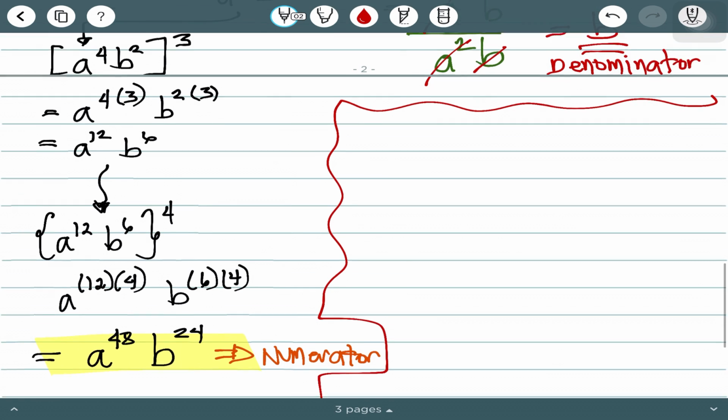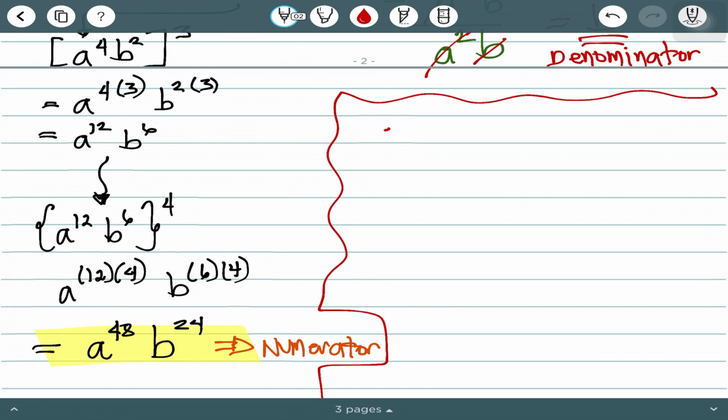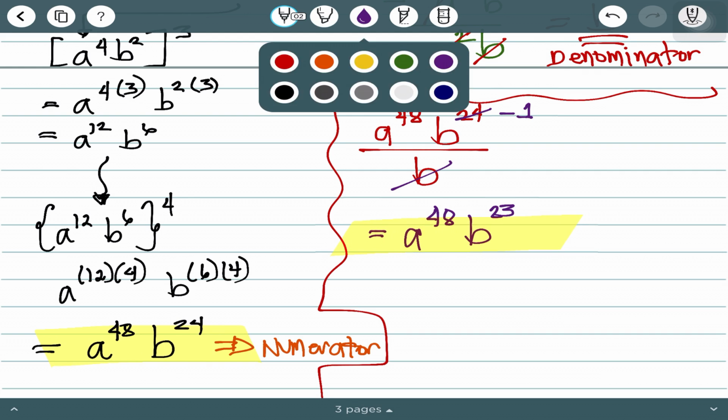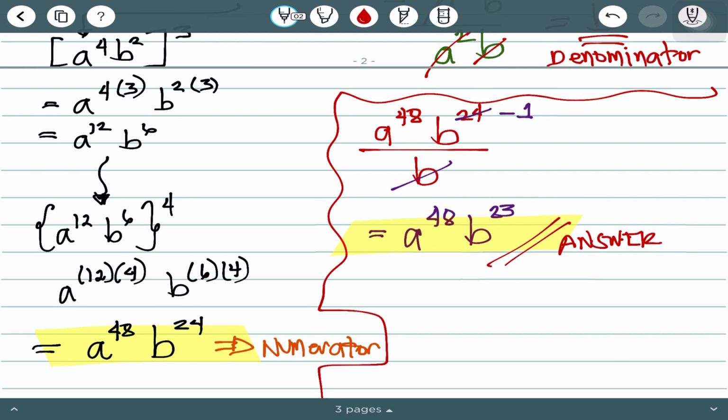We can now rewrite the numerator and the denominator in their fraction form. We have a raised to 48, b raised to 24 over b. Cancelling the denominator b, this will result in a raised to 48, b raised to 23, and that would be our final answer.